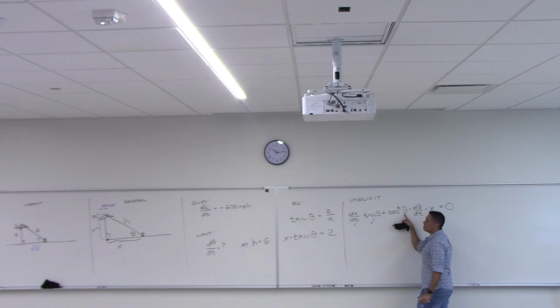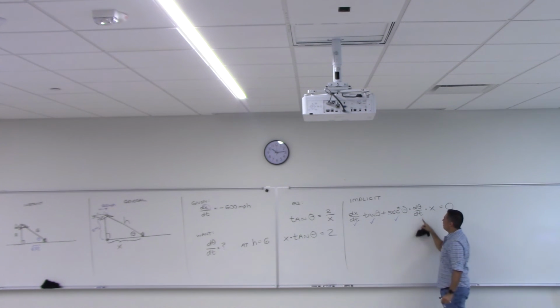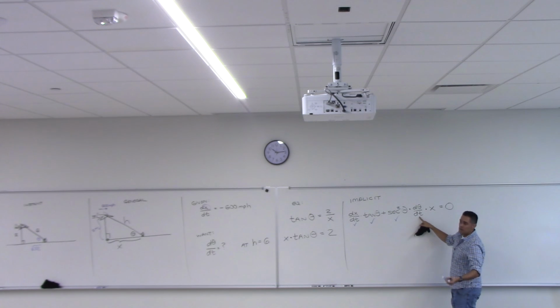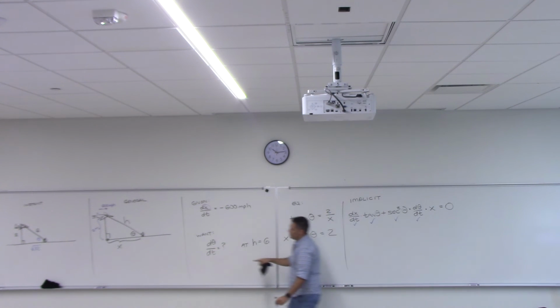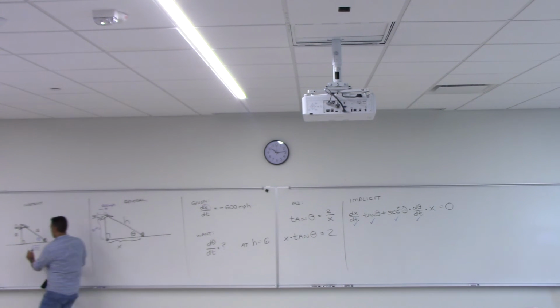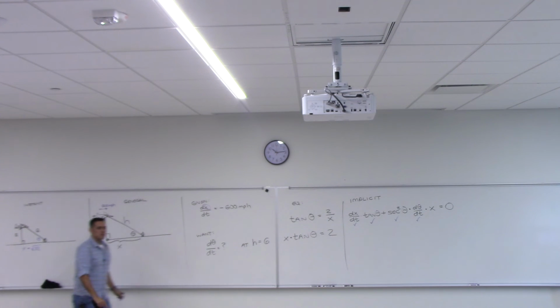Can you tell me what secant of theta is and then square that answer? Well, secant is the reciprocal of cosine, so you'll be able to tell me what that is. How about d theta dt? That's what I'm solving for. Do you know what x is at the moment in time? Well, that's x, so that's root 32. So you've got everything.